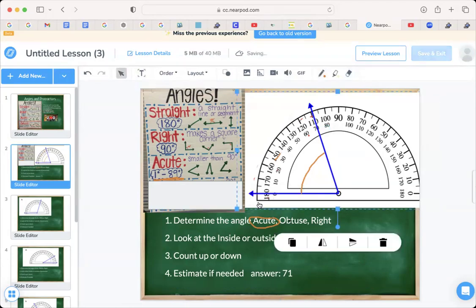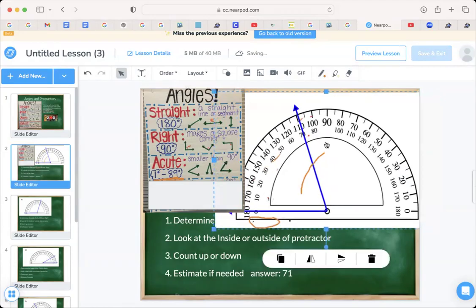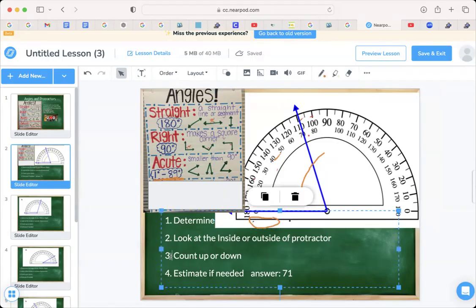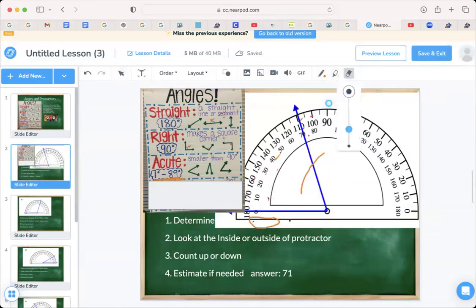I noticed something, Jaden. I noticed that it's not directly on the 71. And I also noticed that I don't know which way to count. So my next step is to see, am I counting up or am I counting down?